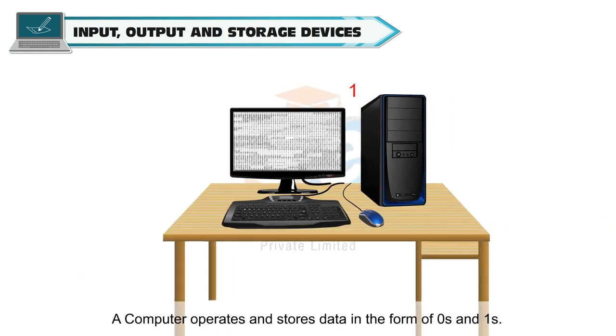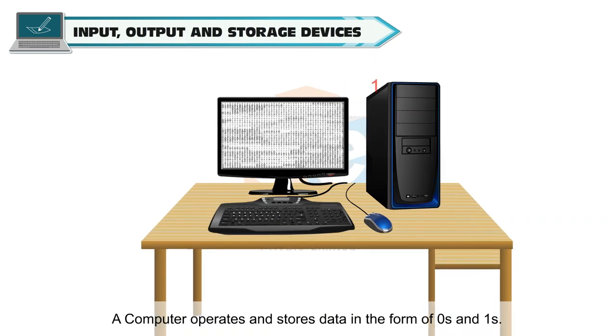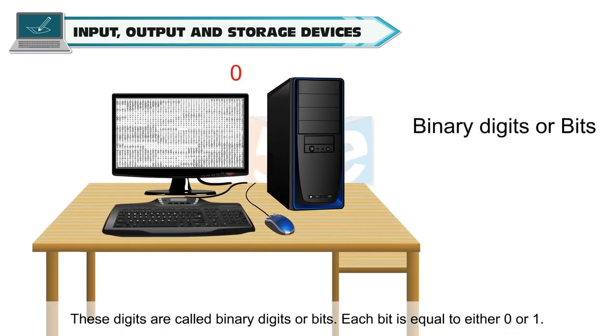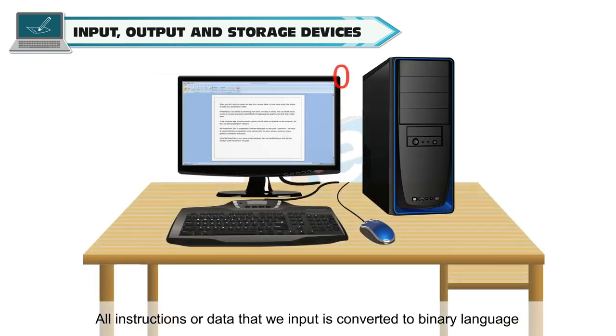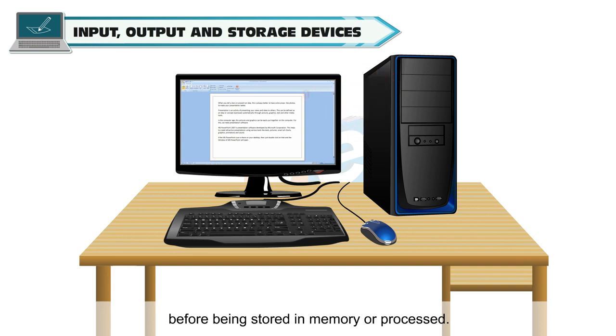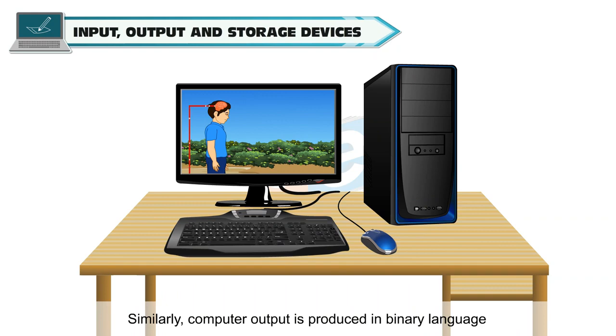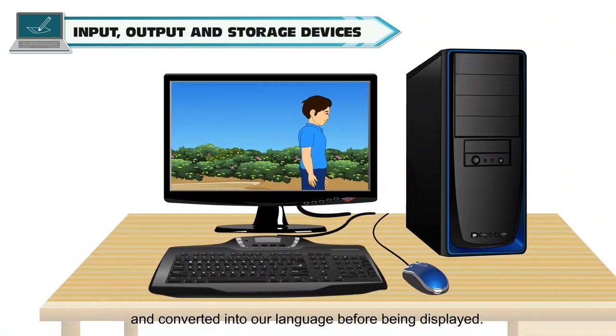Bits and bytes. A computer operates and stores data in the form of zeros and ones. These digits are called binary digits or bits. Each bit is equal to either 0 or 1. The computer works in binary language, which uses zeros and ones. All instructions or data that we input is converted to binary language before being stored in memory or processed. Similarly, computer output is produced in binary language and converted into our language before being displayed.